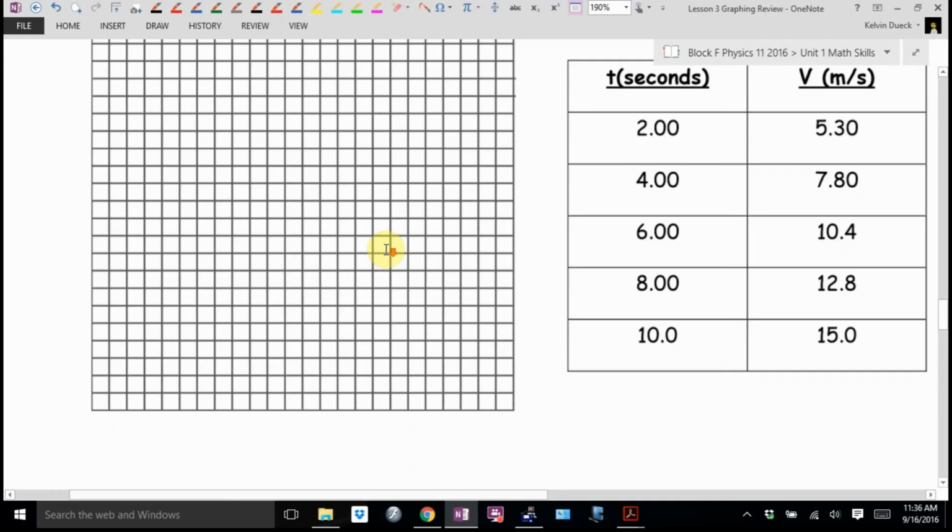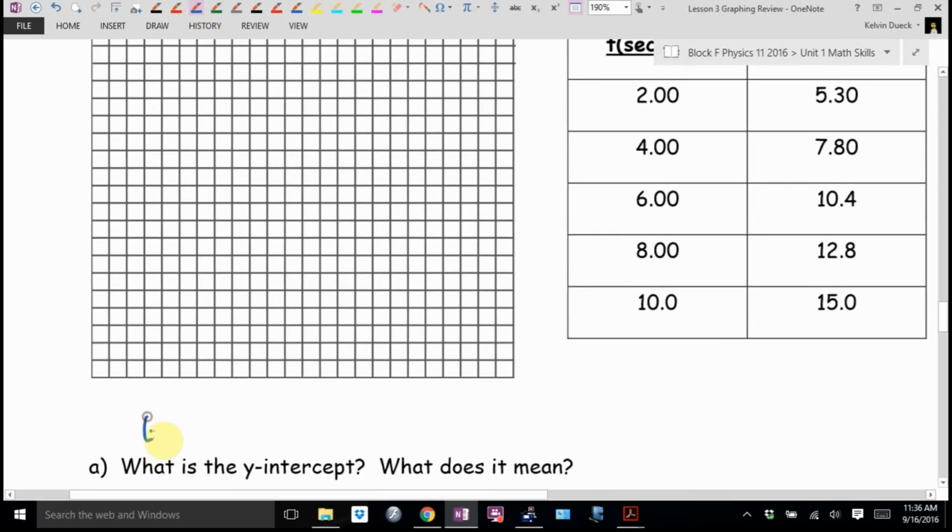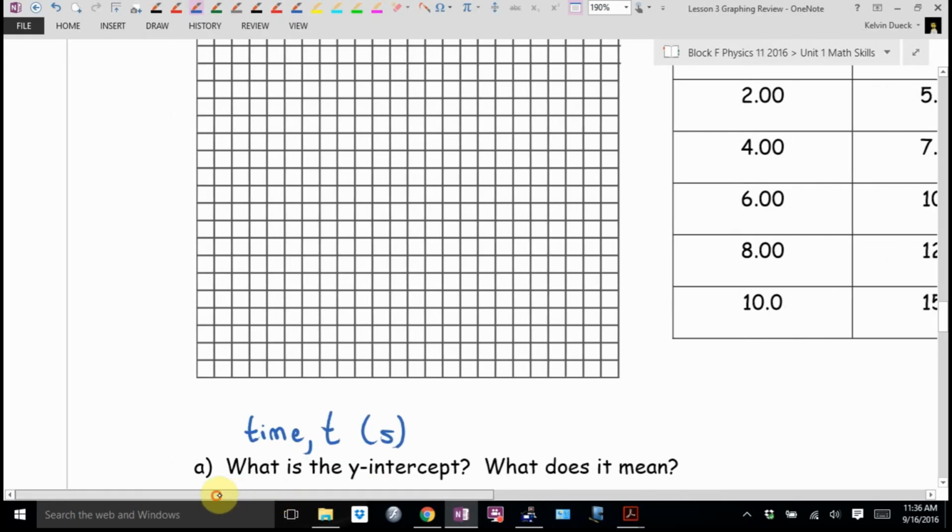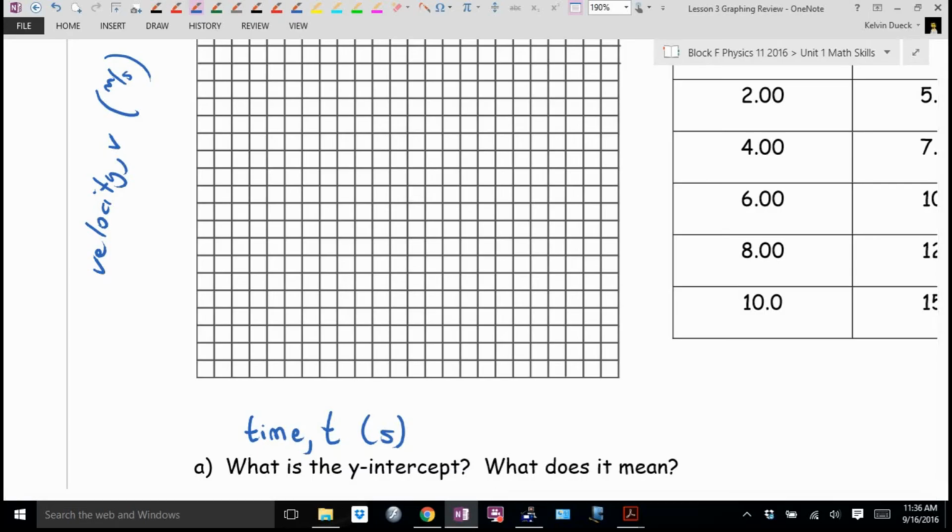Draw and label. Label time, comma, what would be a good letter to use for time? T in seconds. And on the y-axis is going to be velocity, comma, v in meters per second. Okay? I didn't actually draw the axes because I think I kind of did that for you with the graph paper. It stops. So we'll use the edges for our axis. Otherwise, you draw those in too with a ruler.